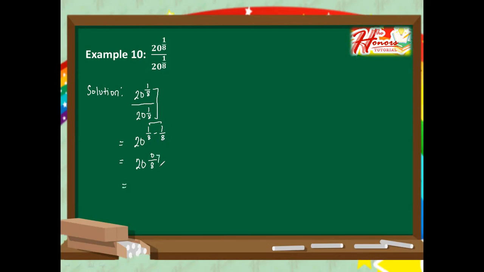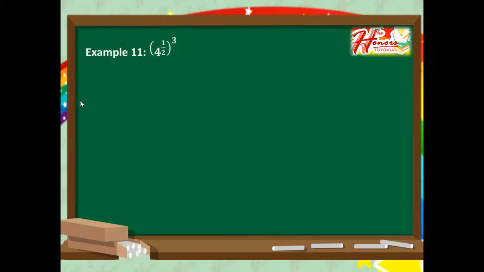Let's simplify this fraction part. Always remember that when your numerator is equal to 0, automatically your whole fraction is equal to 0. So it is 20 raised to 0. And please be reminded that when your exponent is 0, automatically your answer is equal to 1. Because any number that you raise to 0 is equal to 1. So that's for example 10. Let us have another.